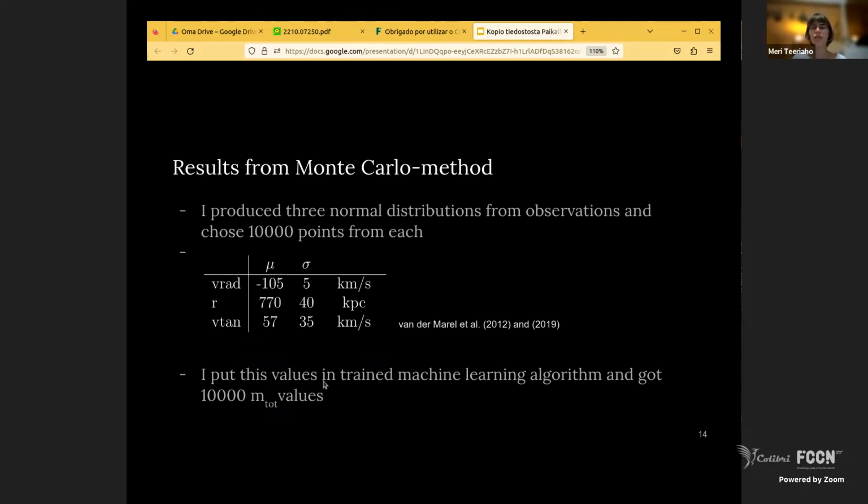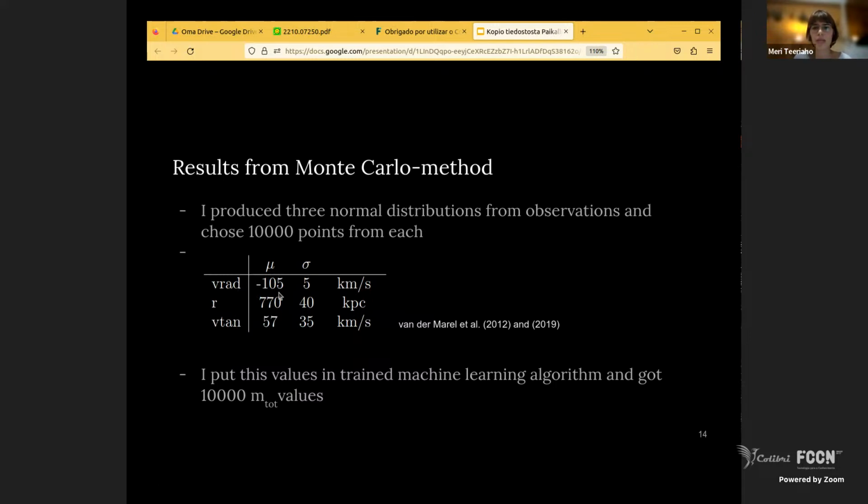So now we can really start to produce the results. First we will choose some observations, and we used observations from Van der Marel et al. papers, and they got their observations from Gaia satellite data. And here are the values for the kinematics that they got. So here is the radial velocity, distance, and tangential velocity.